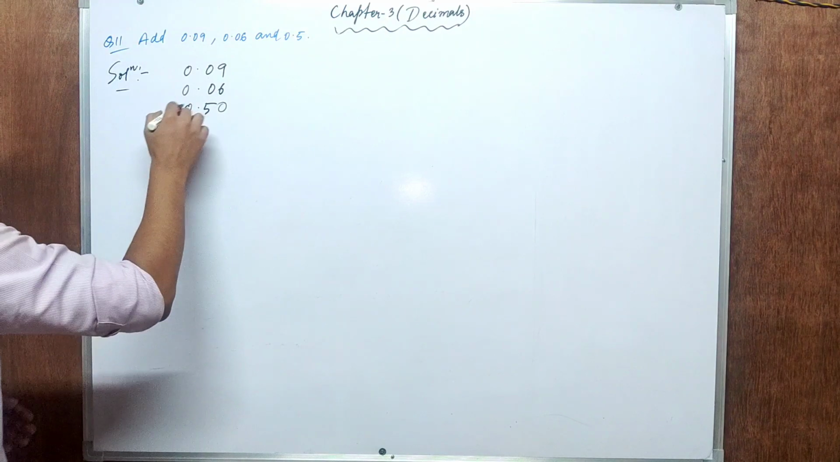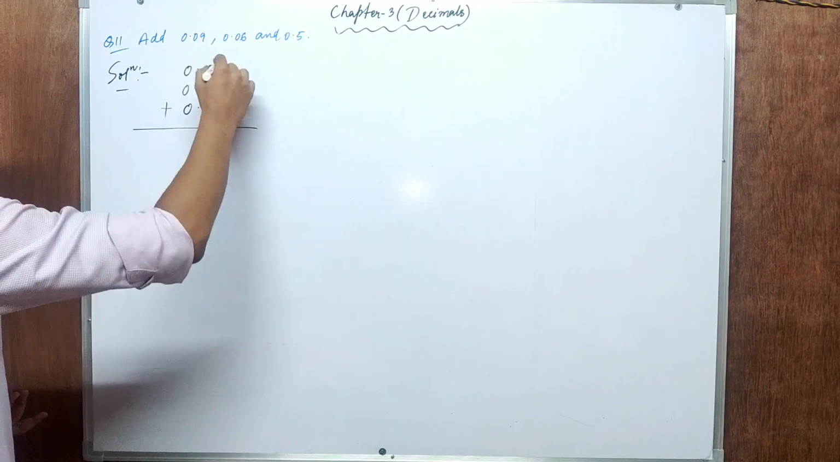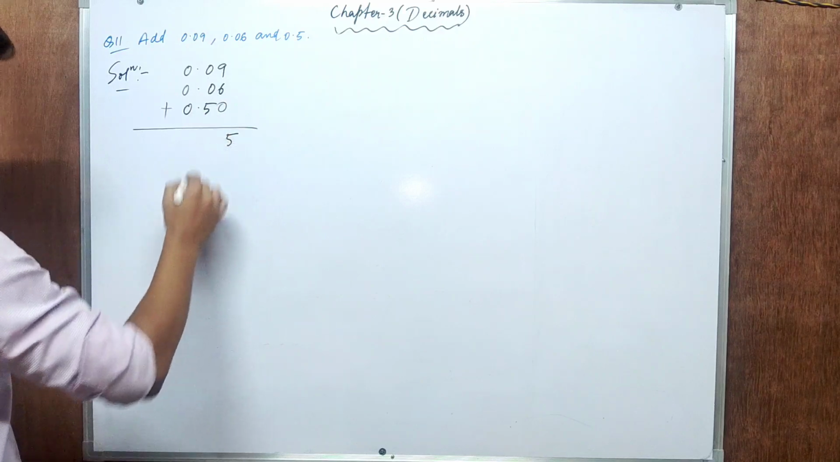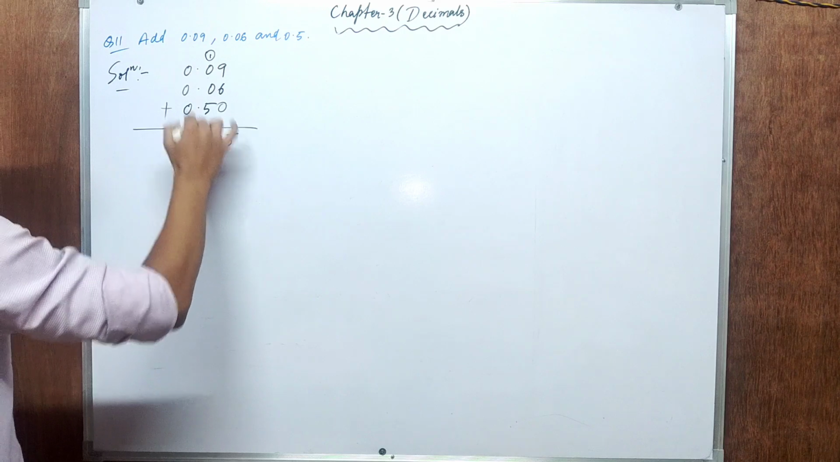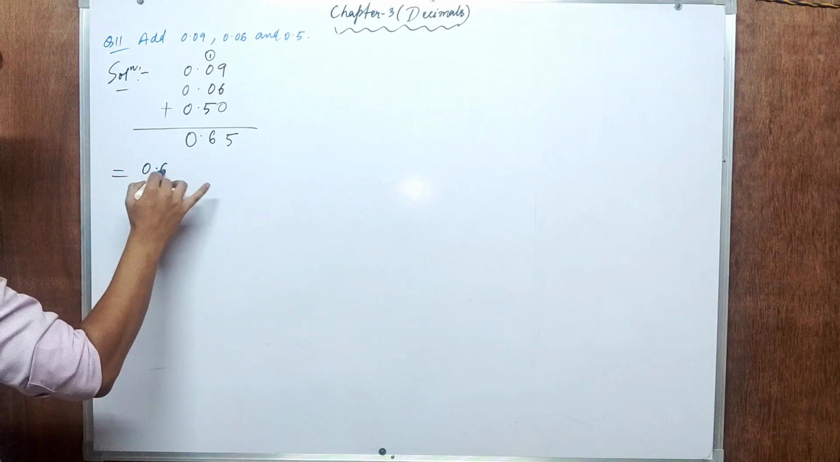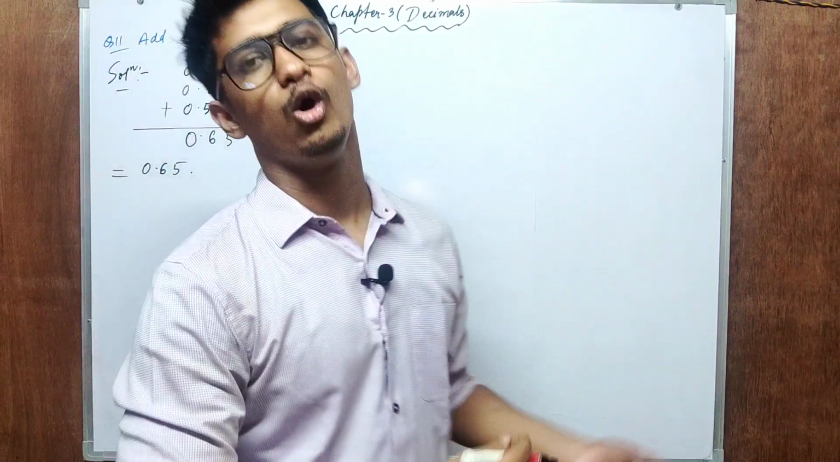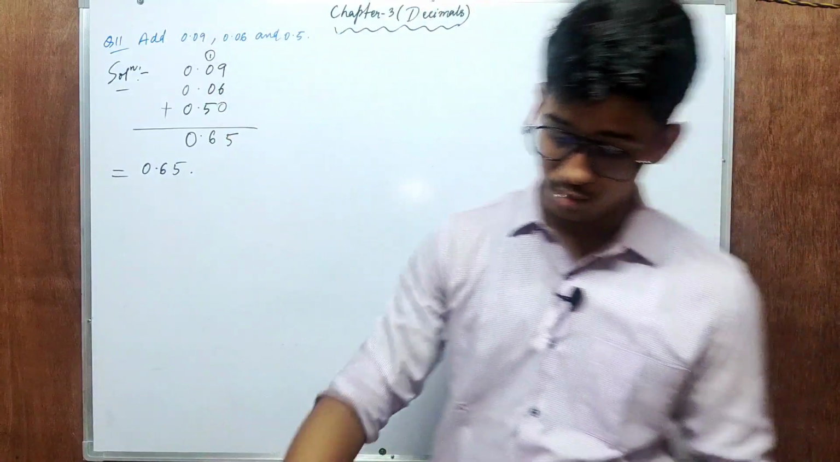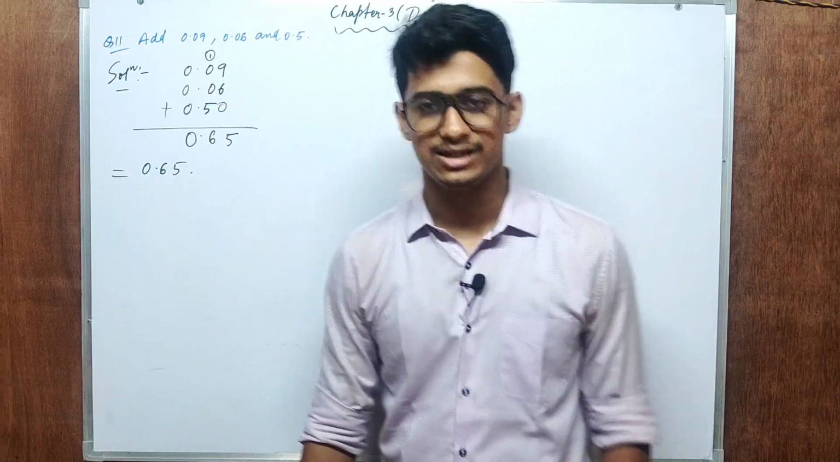So after that, when you add these three numbers, what will we get? 9 plus 6 is 15, 1 carry, then 5 plus 1 is 6, and then 0 plus 0 plus 0 is 0. So what is the answer? The answer is nothing but 0.65, right? So in that way you have to add all such numbers which are there in your book. I hope now you will get to know what exactly it will be.